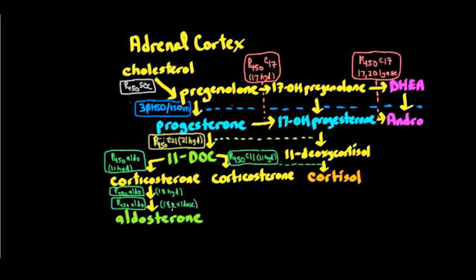Okay, and so you can imagine that if you have a 21 hydroxylase defect, not only would you affect cortisol, but potentially, if it's severe enough, you can also have a deficiency in aldosterone. So it's really important to keep in mind where these enzymes are and what they're doing. All right. So now let's take a look at feedback.